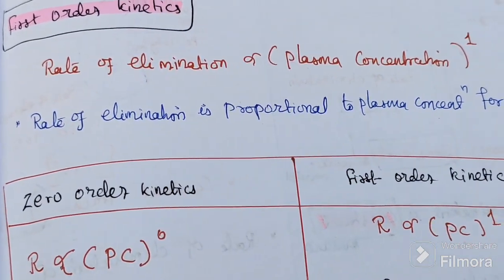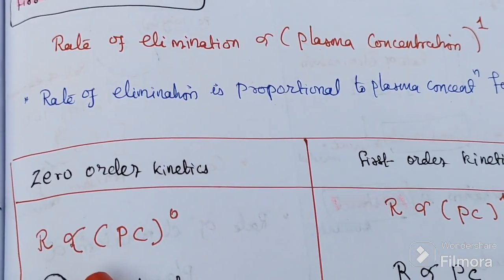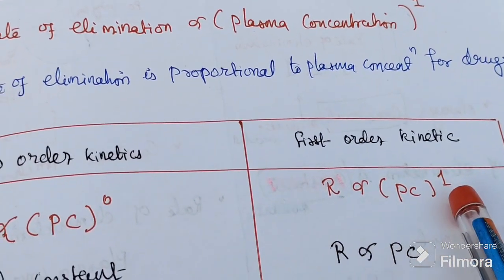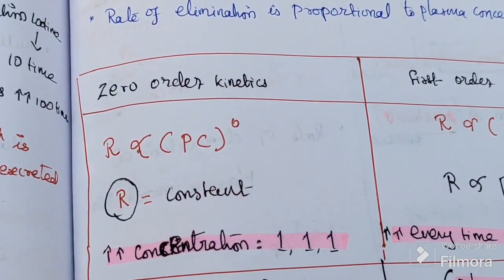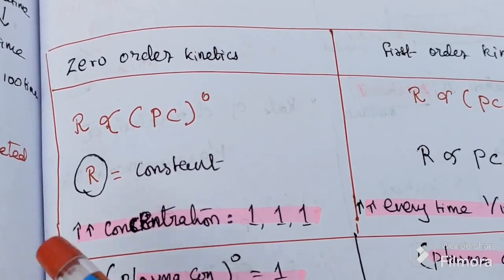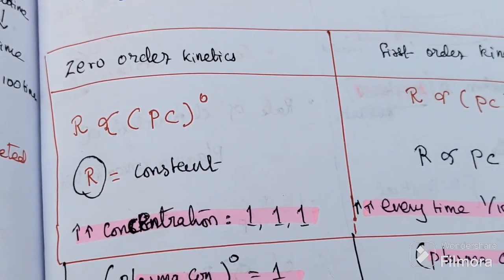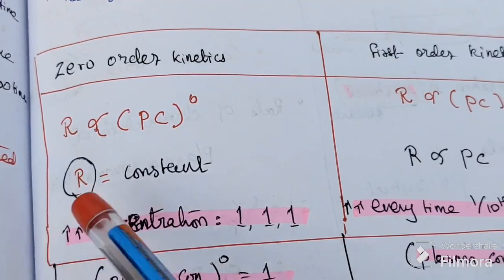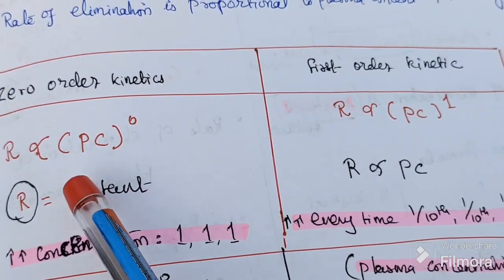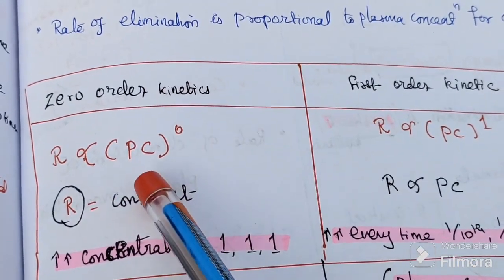So the rate of elimination is directly proportional to the plasma concentration to the power of the order. Here for zero order we apply 0, and for first order we apply 1. Applying 0, the rate of elimination is directly proportional to plasma concentration power 0. Anything to the power 0 is 1. So the rate of elimination is constant, zero order.